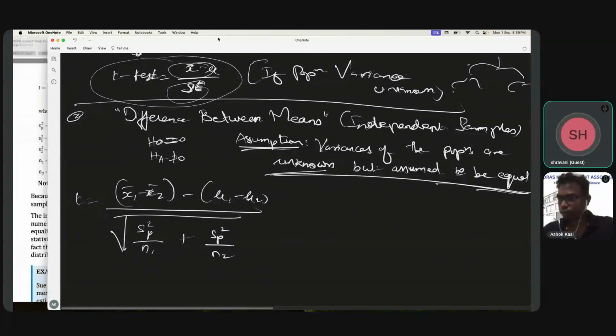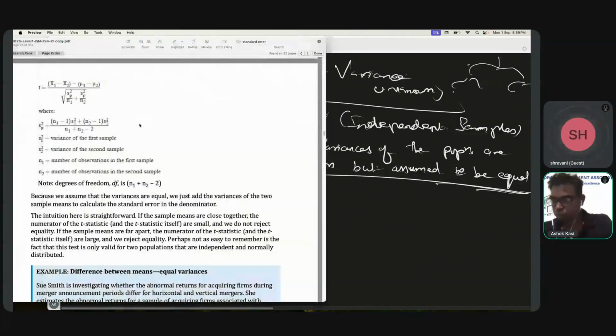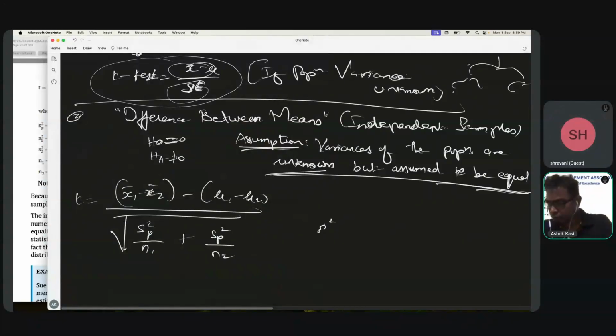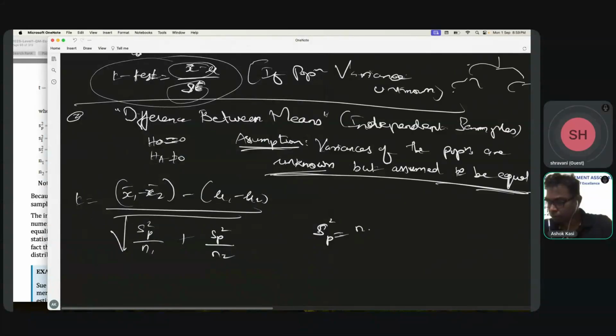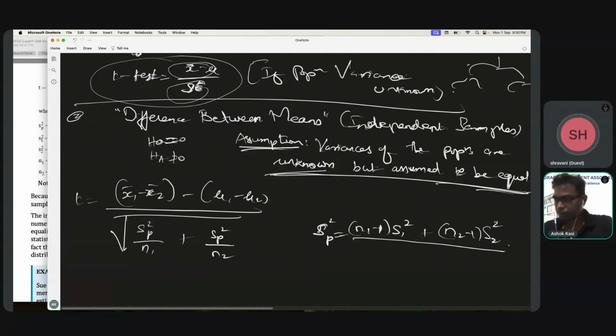So what does this pooled variance mean? Pooled variance is equal to (n1 minus 1) times s1 squared, where s1 squared is the first variance, plus (n2 minus 1) times s2 squared, divided by n1 plus n2 minus 2.